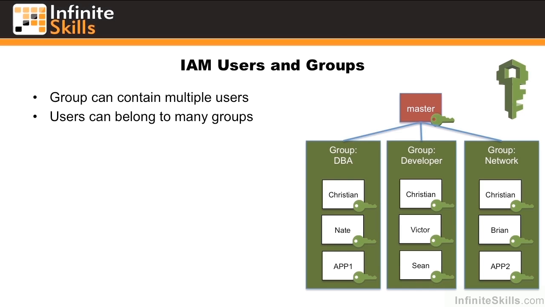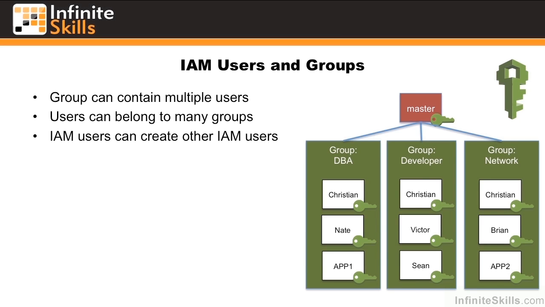We see here that Christian is a very important person in our company, and he belongs to all 3 groups. Whereas Victor and Sean are only in the developer group, only Nate is in the DBA group, and only Brian, in addition to Christian, is in the networking group. Notice we can also have applications in these groups. Each of these users has their own individual set of keys for logging to the console and for signing API requests. Christian's keys are actually the same in each instance here.